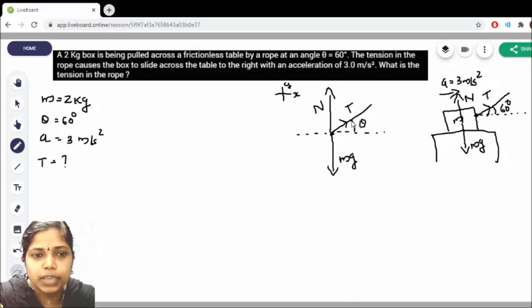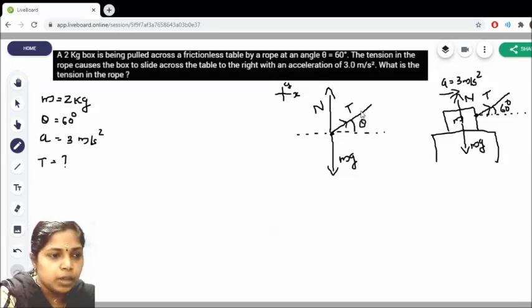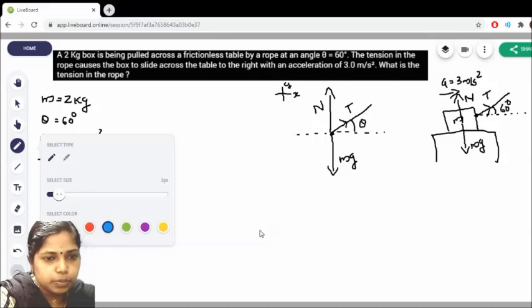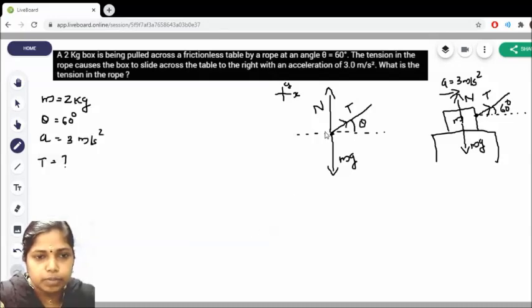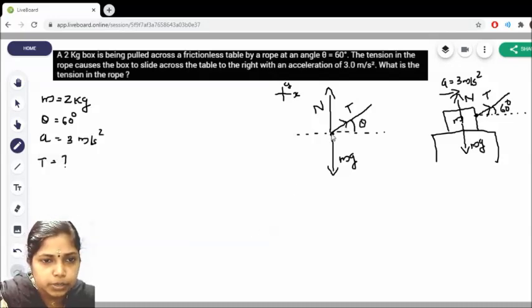Instead of that, it is making an angle theta with the horizontal axis. So we have to resolve the tension into parallel component and perpendicular component. So I am resolving the tension into parallel component and perpendicular component, right?